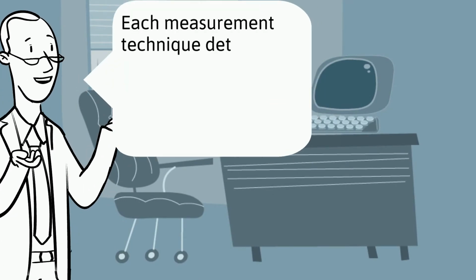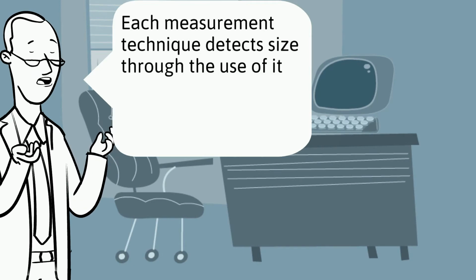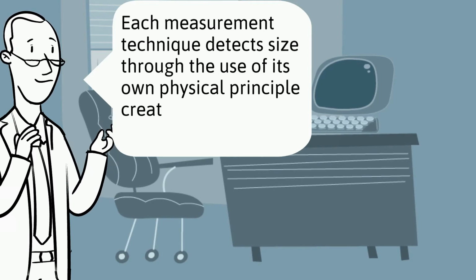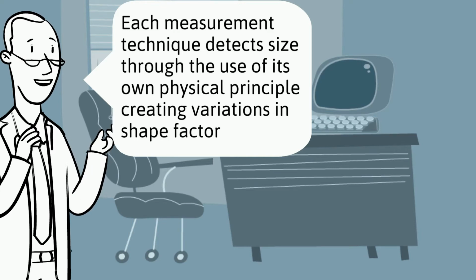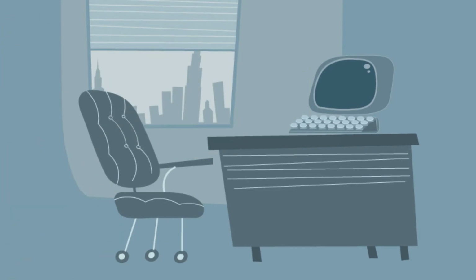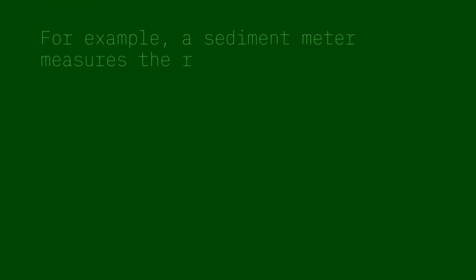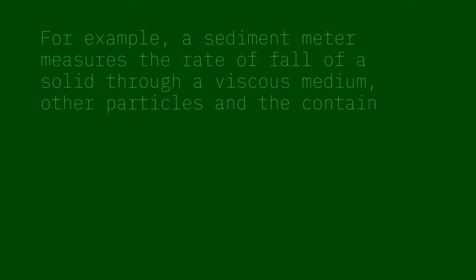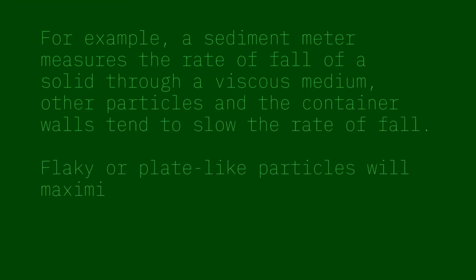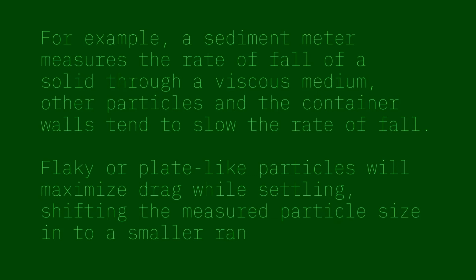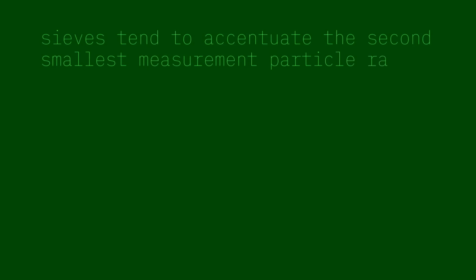Each measurement technique detects size through the use of its own physical principle, creating variations in shape factor results. For example, a sediment meter measures the rate of fall of a solid through a viscous medium. Other particles and the container walls tend to slow the rate of fall. Flaky or plate-like particles will maximize drag while settling, shifting the measured particle size into a smaller range. Sieves tend to accentuate the second smallest measurement particle range because of the way particles must position in order to pass through the mesh.